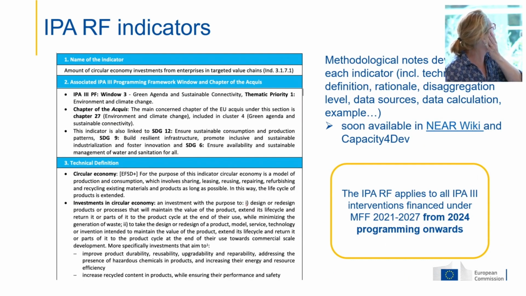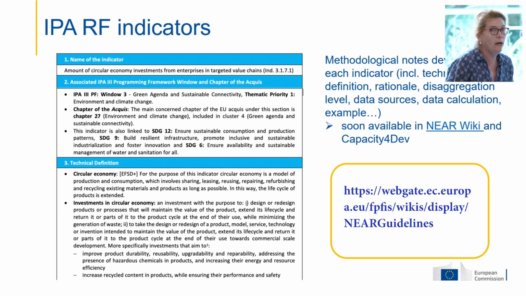And then for each of the indicators, there are methodological notes that have been developed and are being finalized, and these will become available in the case of the neighborhood and IPA 3. They will become available on the DG Near Wiki and on Cap4Dev. This is more or less what it looks like. You are familiar with the format because we had the same notes for the IPA 2 performance framework or for the EU results framework, but the contents have changed, and in some cases, of course, they have been developed ex novo because we have new indicators.